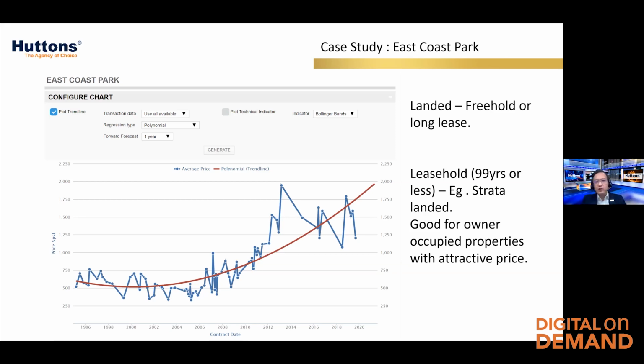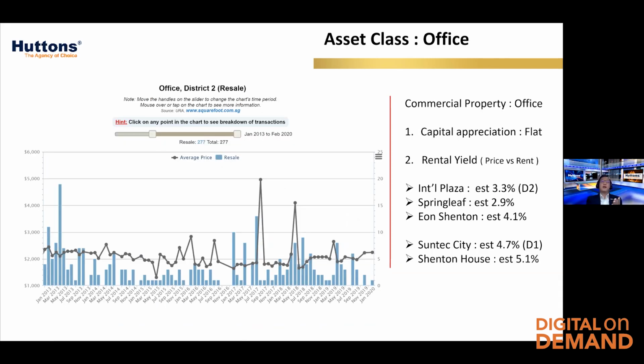So you can see for yourself, this asset class is really wonderful. In fact, this coming Wednesday, my colleague will be sharing a lot more about landed property, so I will let him talk about this. So I want to go to another asset class, which is the office.